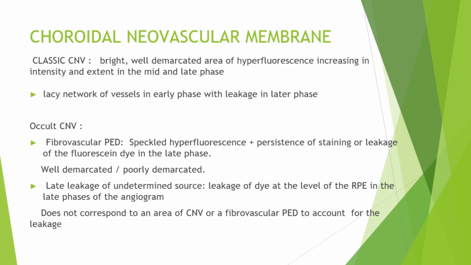Coming to choroidal neovascular membrane, it can be classic CNVM or occult CNVM. The classic CNVM appears as a bright, well demarcated area of hyperfluorescence, which shows a lacy network of vessels in the early phase with leakage in the later phases. Occult CNVM can be like fibrovascular PED and late leakage of undetermined source. The fibrovascular PED shows speckled hyperfluorescence plus persistence of staining or leakage of the fluorescent dye in the late phase. It can be well demarcated or poorly demarcated. The late leakage of undetermined source shows leakage of dye at the level of RPE in the late phases of the angiogram.